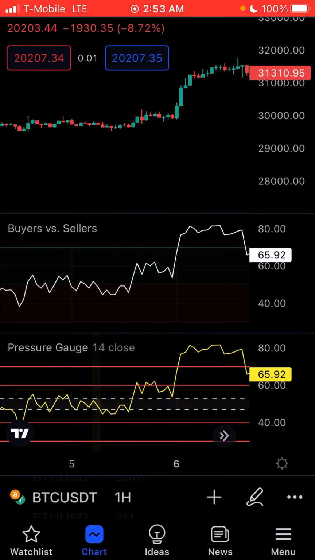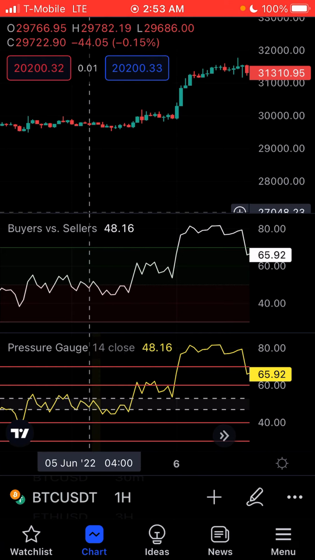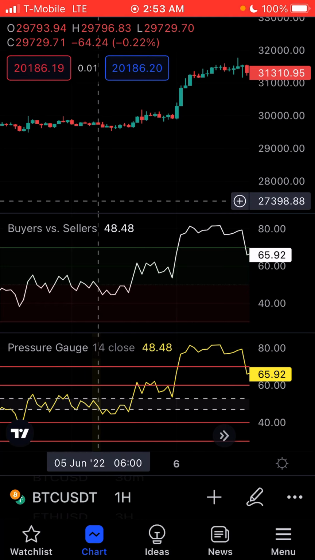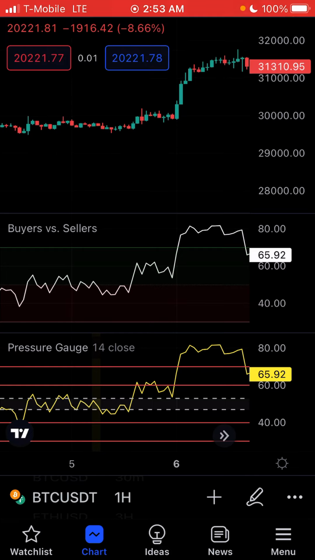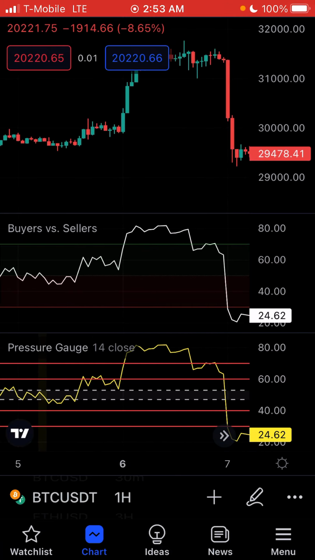Okay, so we see the little, you guys probably can't see it on your screen, but there's a little pressure gauge right there. And what we're going to ask ourselves when we see the pressure gauge is, where is the price? Is it in the red zone or is it in the green zone? So we can see that right there by the pressure gauge, it's in the red. So what happens shortly after? Well, the price does go up, but then it goes back down. So you got to catch that.